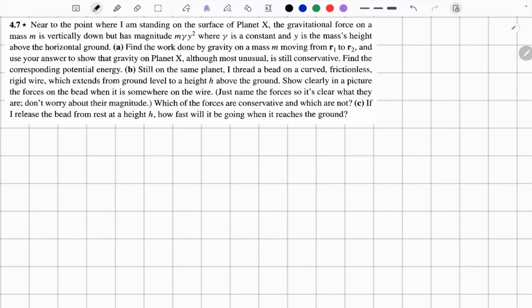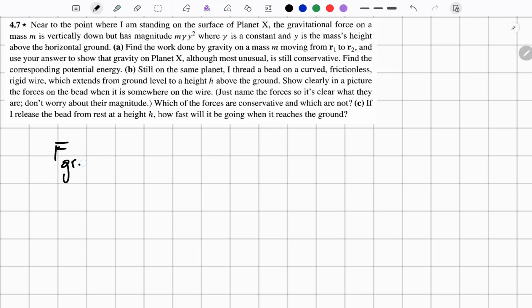We're going to work through problem 4.7 of Taylor's Classical Mechanics, chapter 4. This problem involves work, potential energy, and the conservation of energy. So it says that we're on a planet X. The gravitational force on a mass m is vertically down.